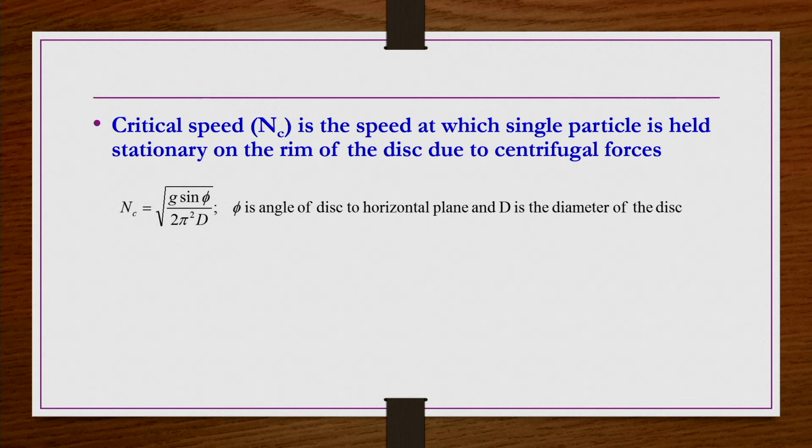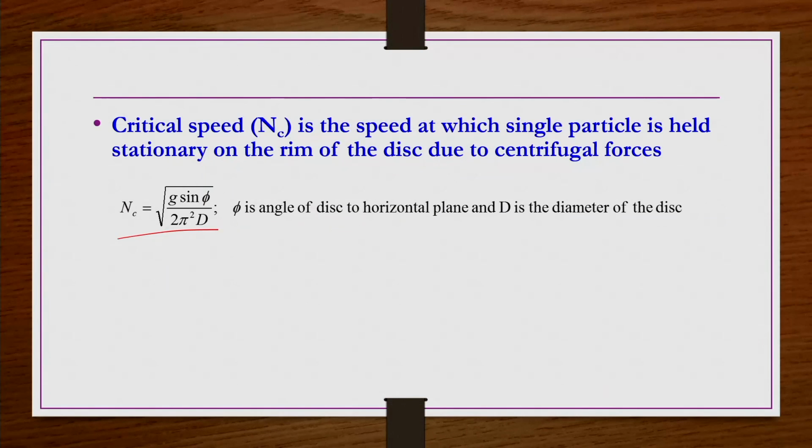And then that equation we can see here, Nc is equal to square root of g sin phi divided by 2 pi square D, where phi is the angle of the disc to the horizontal plane, because we know these disc granulators are in general not flat. So, they make some kind of angle when they are mounted on a horizontal surface. At what angle they are mounted, that is known as the angle of disc to horizontal plane, and D is nothing but the diameter of the disc.